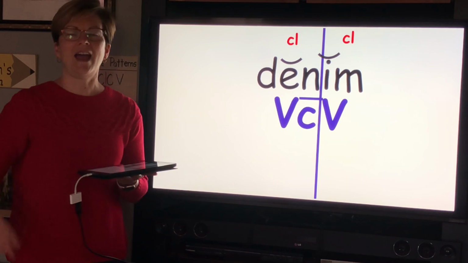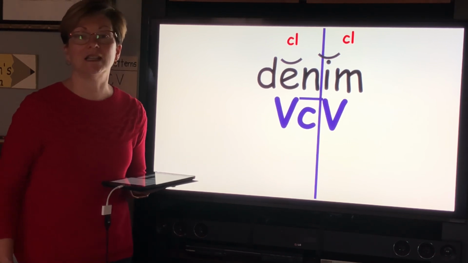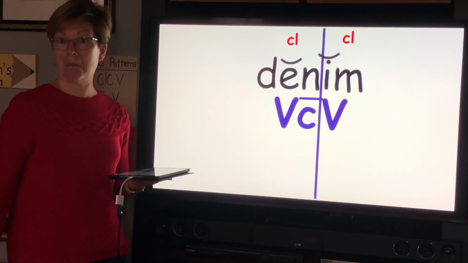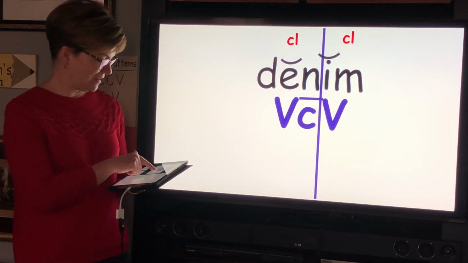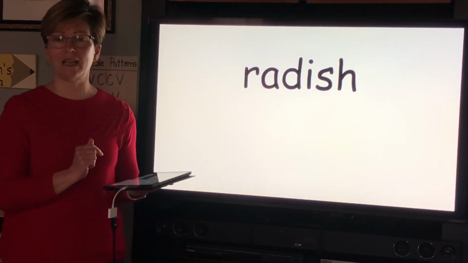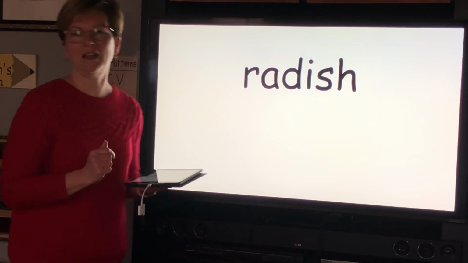Denim. Hey, I've got jeans on today. They're made out of that material called denim. That's what you make jeans with, denim. Who knew? All right, we got one more word to do today. It looks like this. How are you doing? This is so fun. I love syllabication.